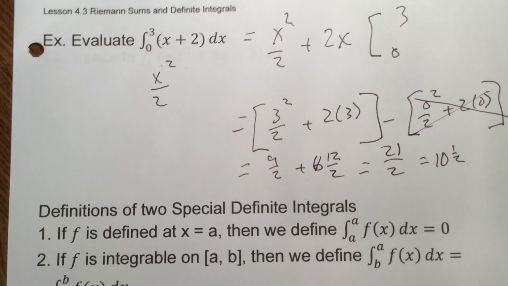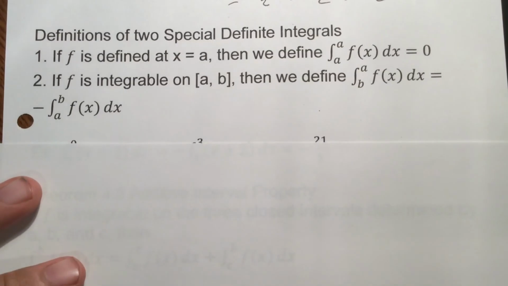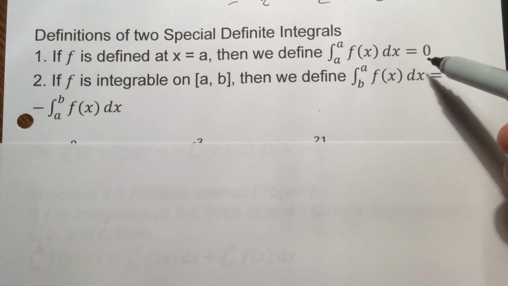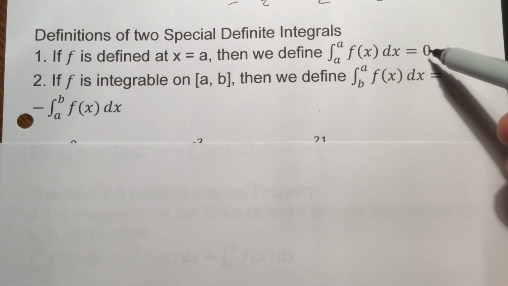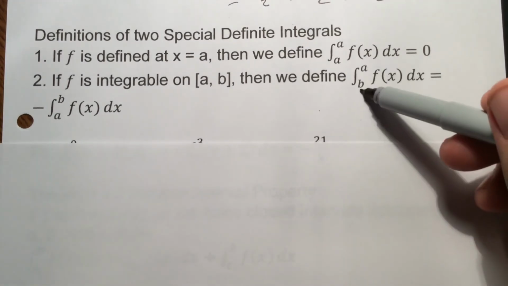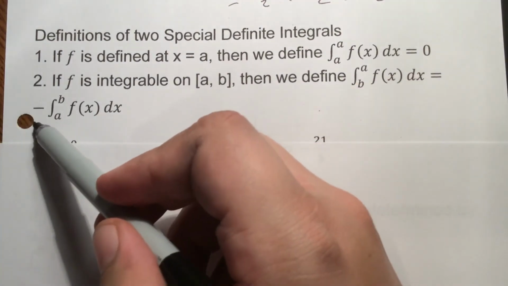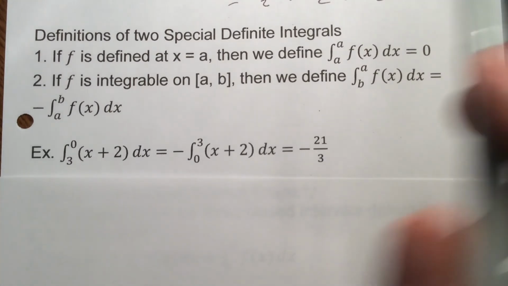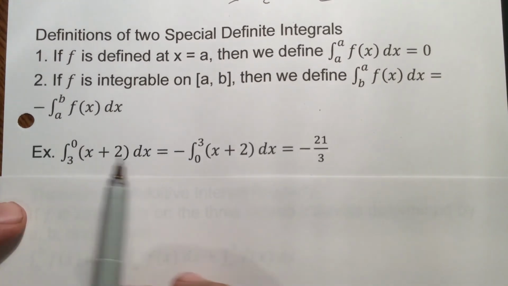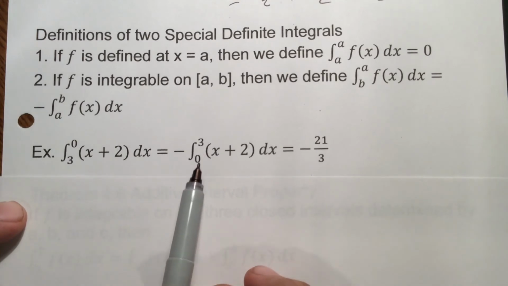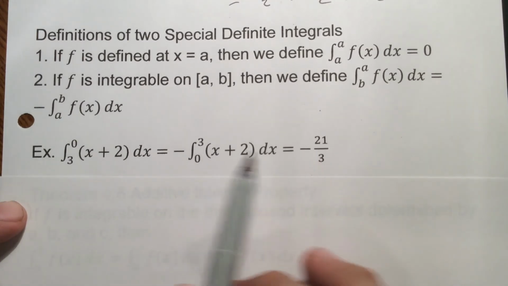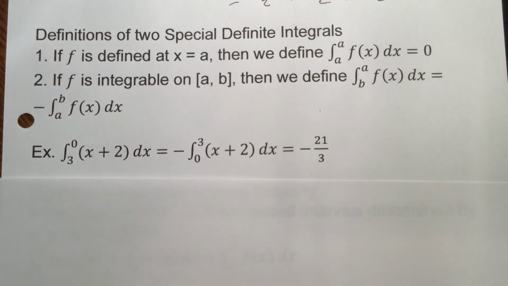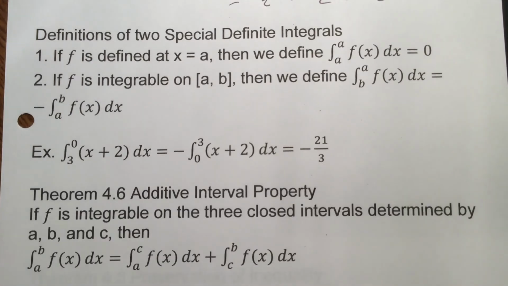Now we do have two special integrals here. If we're going from a to a, so we're not going anywhere, it's automatically 0. You have no width, so you can't have an area if you don't have width. And if you flip over the numbers, it's just the negative of what it is. Like here, if we go from 0 to 3, if we flip it over to go from 3 to 0, we just put the negative in. And so if this is 21 over 2, when it flips, it becomes negative 21 over 2. It just changes your sign.